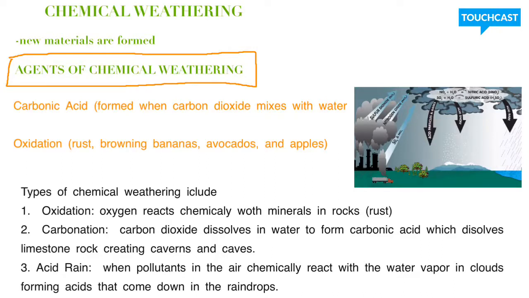Like I said, I mentioned oxidation, and it's when oxygen reacts chemically with minerals or rocks. That totally says with, not wath. And then carbonation, when carbon dioxide is dissolving in water to form that carbonic acid. And the carbonic acid actually dissolves and eats away at limestone, and it's kind of cool. Acid rain is when we have pollutants in the air, and they react with the water vapor, and they form acid, and it literally rains acid from the sky.